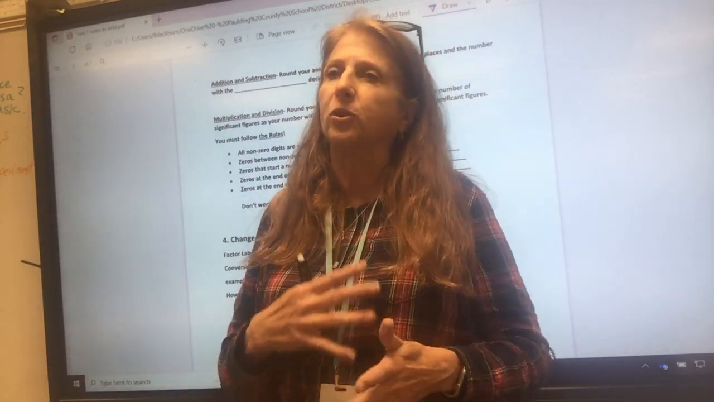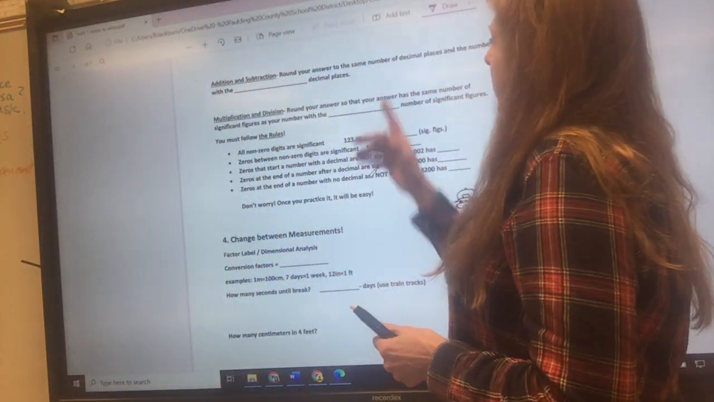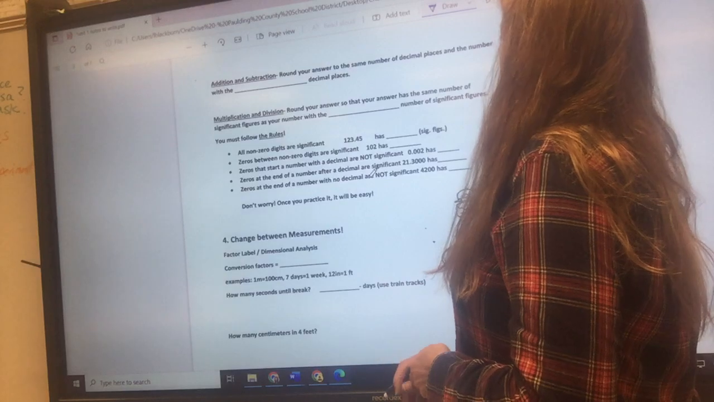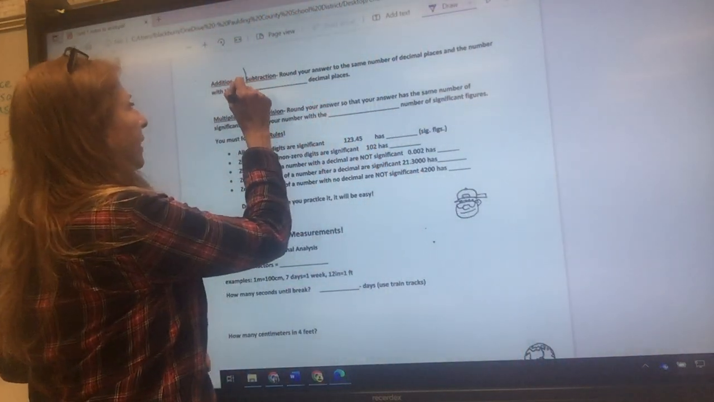Now, the first rule has to do with addition and subtraction, and with it, you round your answer to the same number of decimal places as the number with the least decimal places.